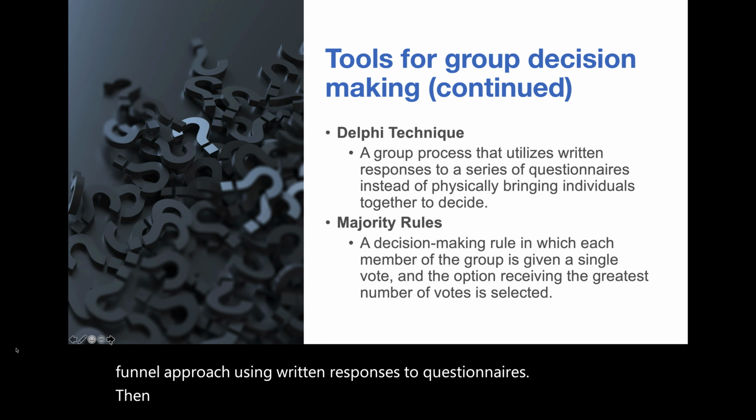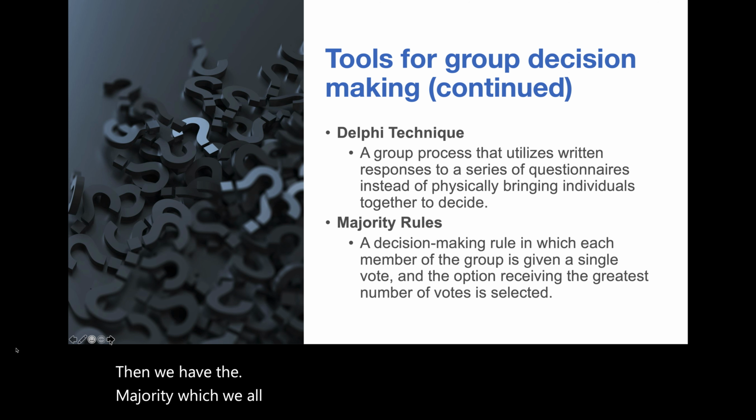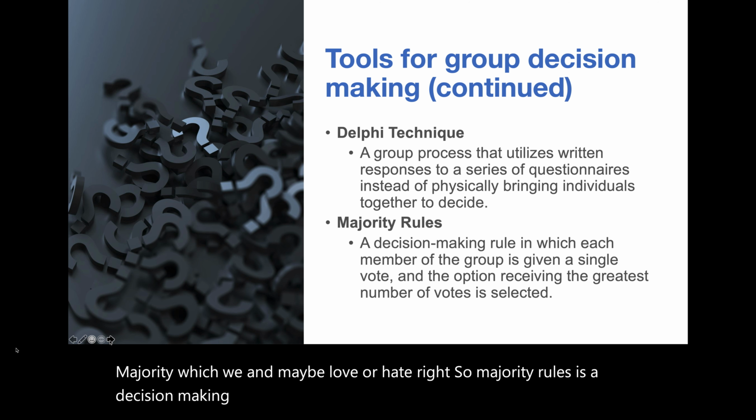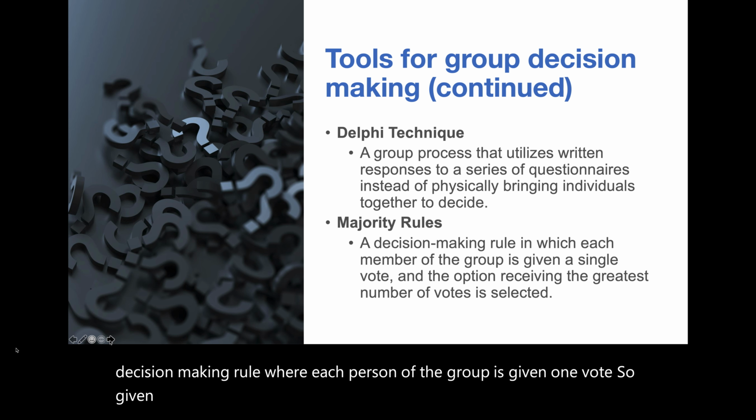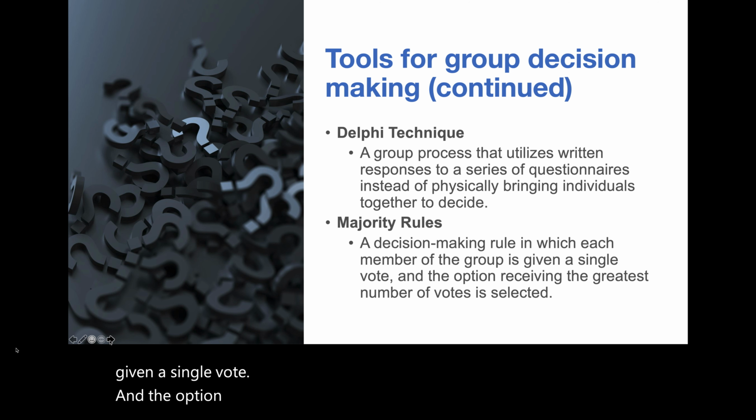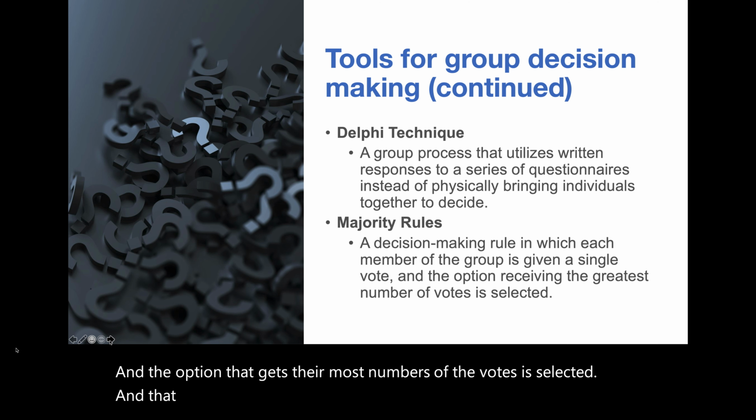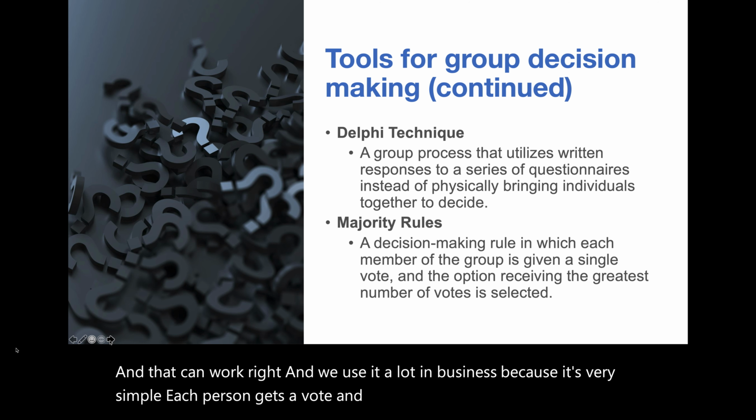Then we have the majority, which we all know and maybe love or hate, right? So majority rules is a decision-making rule where each person of the group is given one vote, a single vote. And the option that gets the most votes is selected. And that can work, right? And we use it a lot in business because it's very simple. Each person gets a vote and we vote and you have the answer.